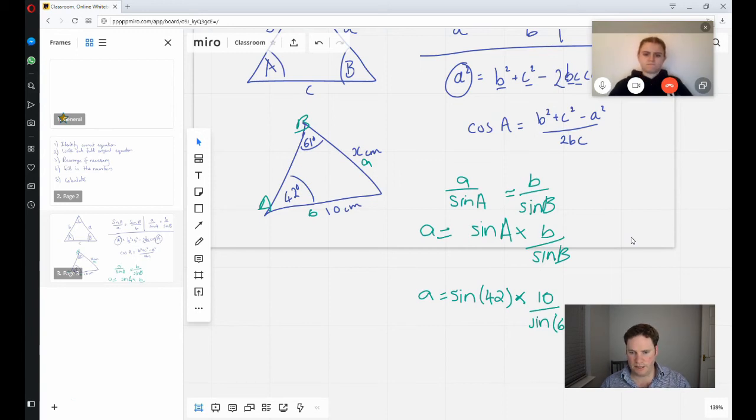I don't know if I'm being too picky here, but at this point, that little a would be x. Oh yeah. I'm not too sure. Shall I just type that into my calculator? It'll probably be faster.